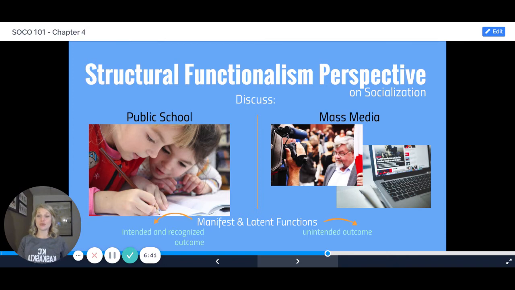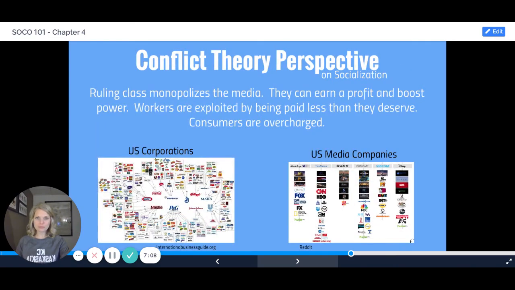In this most recent presidential election that happened last year in 2020, there was lots of debate about where you get your information from. And depending upon where you get that information, it really shaped your belief systems and your politics and how you're socialized. So there are some big unintended outcomes from these two parts of our society.